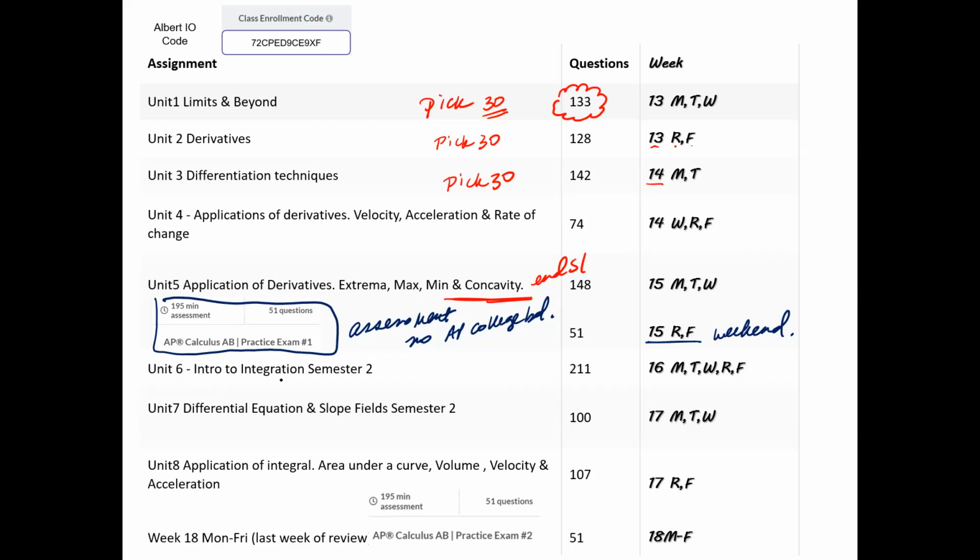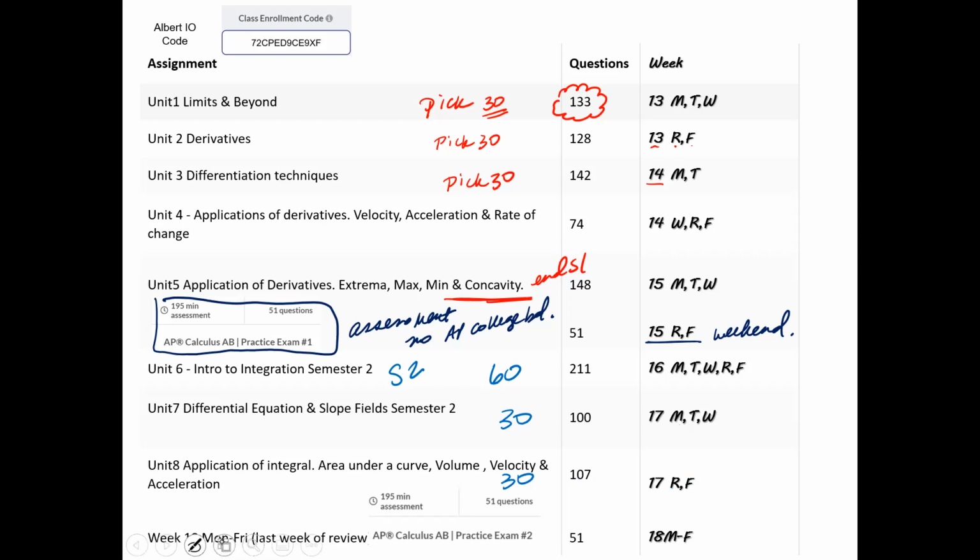Then starting on Unit 6, we're going to start semester 2, which begins with integration. You're welcome to pick any 30 questions. Since this is going to be 211, you can pick any 60 questions, Monday through Friday. Unit 7, differential equations, slope field, semester 2. Pick any 30 on week 17, Monday, Tuesday, and Wednesday. And then lastly, Unit 8, applications of integrals, area under the curve, volume, velocity, and acceleration. It is any 30 questions, 107 questions total. Pick any 30 for week 17, Thursday and Friday.